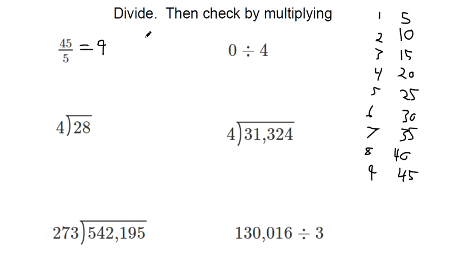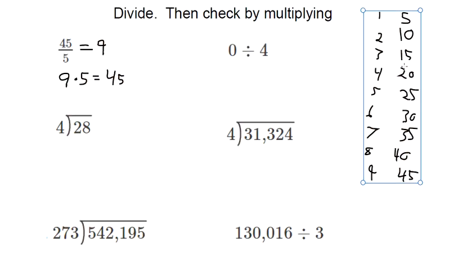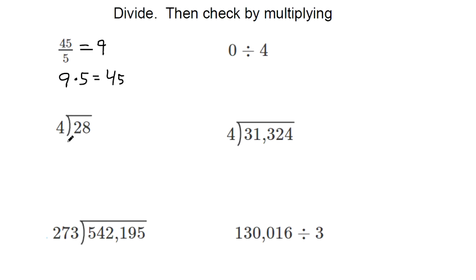And then you could obviously check your answer with a calculator too. To check by multiplying, what they mean is take your quotient, which is your answer from division, multiply it by the divisor, the number that's on bottom, and it should make that number 45 up top. Okay? So let's do this one next.